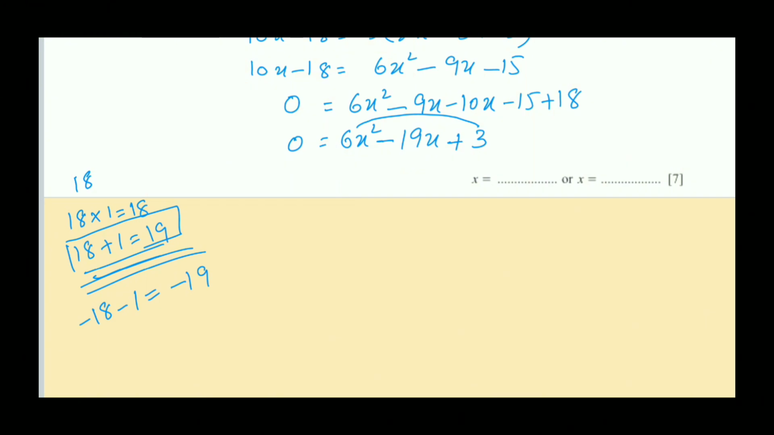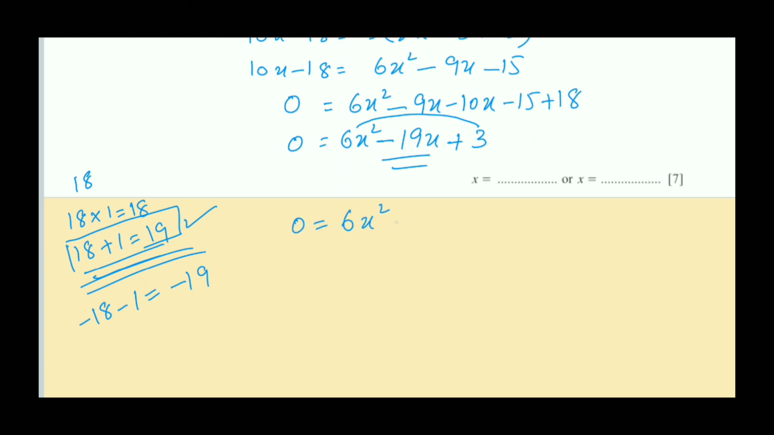So if it would be positive, then you would have to write these factors as they are, 18 plus 1. But as 19 was negative, I have changed all the signs of these selected factors. Now what we have to do, how to solve it further.